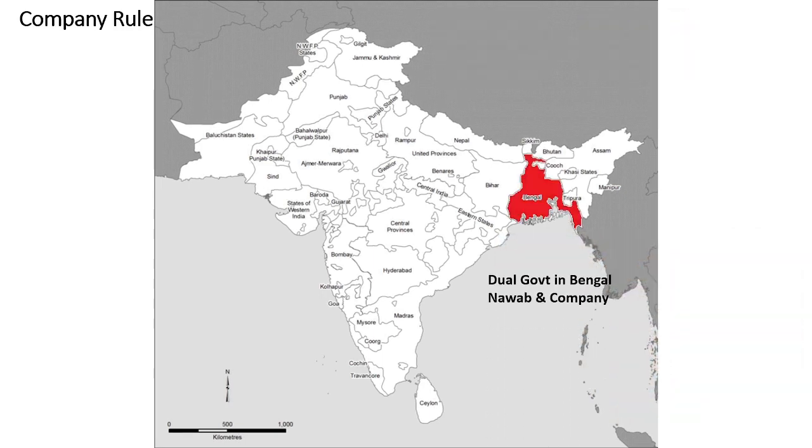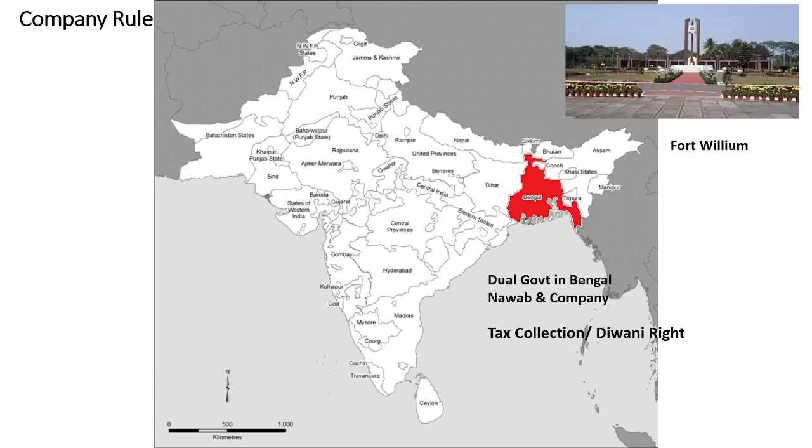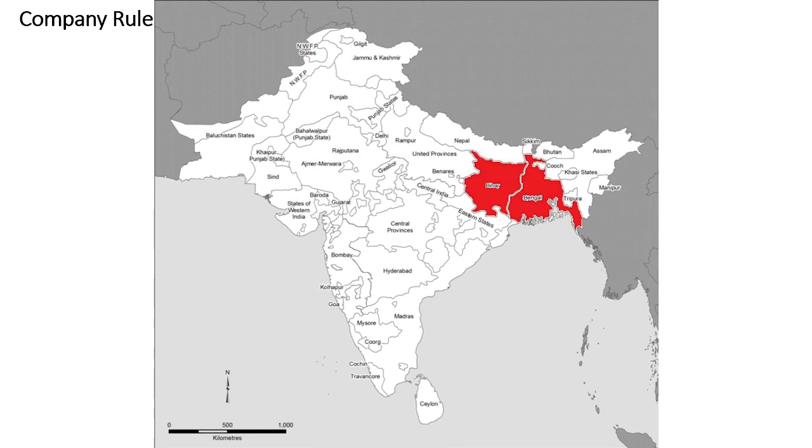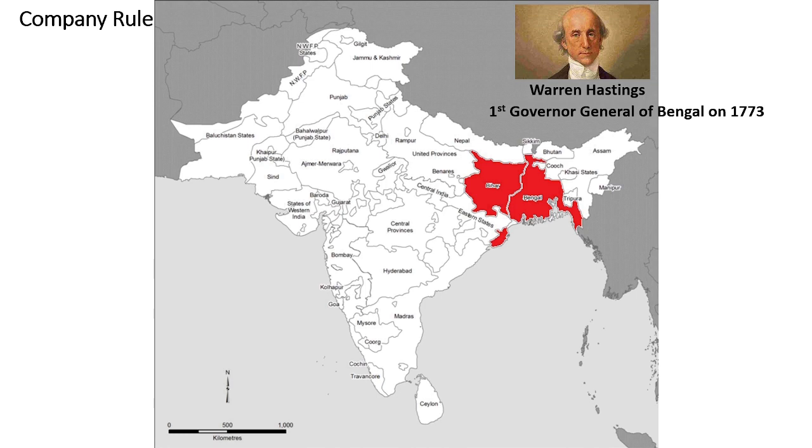They formed a dual government, meaning a puppet Nawab would run the government in favor of the East India Company and collect tax for them. The company also established Fort William military headquarters at Calcutta. Then they captured other parts of East India like Bihar and parts of Odisha and called the total province the Bengal province. At that time, the company appointed their first Governor General of Bengal, Warren Hastings, in 1773, whose function was to extend the territory of the East India Company in India.